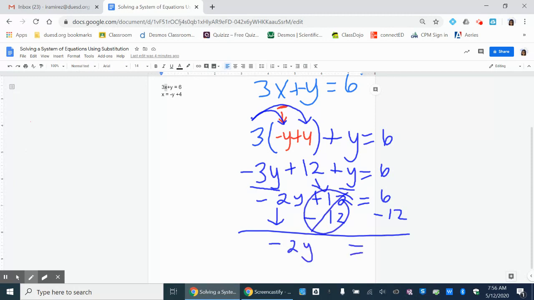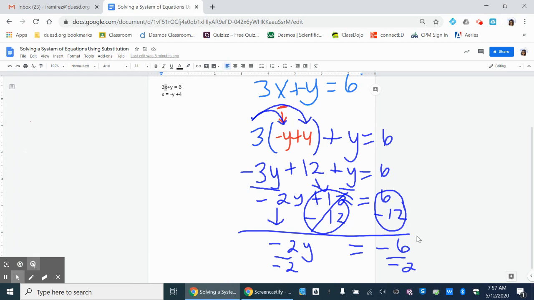Then we bring down our equal sign. And now 6 minus 12 is actually negative 6. And now the final step to get y by itself is to get rid of this negative 2. Since they're together, they're being multiplied. So we've got to do the opposite, which is division. So I'm going to divide both sides by negative 2.